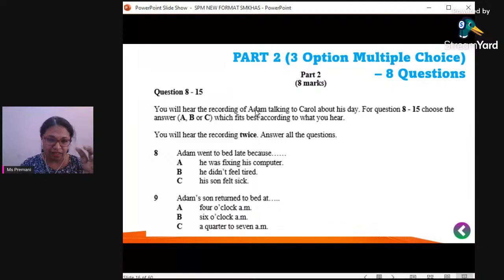Again, read. So you will hear a recording of Adam talking to Carol about his day. So you see the question, the numbering is following, right? 8, 9, 10, like that. Don't say, teacher, what if they ask question 10, then go to 8, they jump here and there? It will never happen. The question is set in a way that it follows the flow of the listening text. Okay? If you missed, pay attention at the second reading. Then, okay, now you say, oh, okay. But it doesn't stop there.